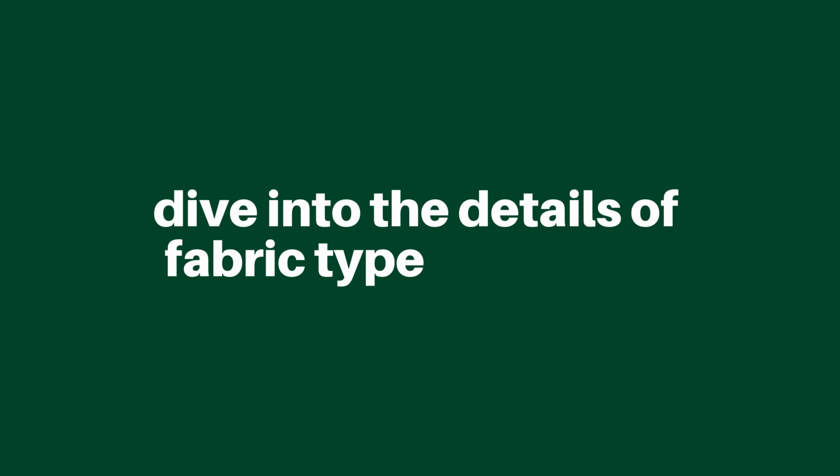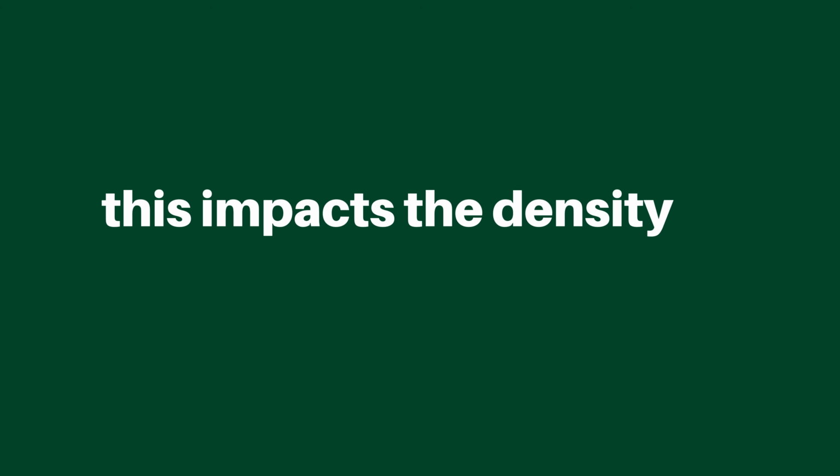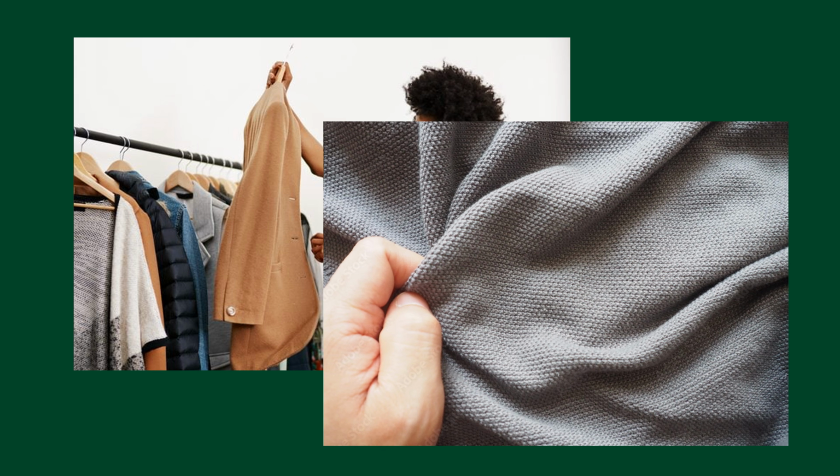Now let's talk fabrics. Dive into the details of fabric type and grade. For shirts, the go-to is usually cotton, but explore variants like polyester or spandex blends. For hoodies, cotton, fleece, or French terry are very popular choices. Understand the intricacies of fabric weight, whether measured in GSM or ounces. This impacts the density of fibers, influencing the look and feel of your garment.